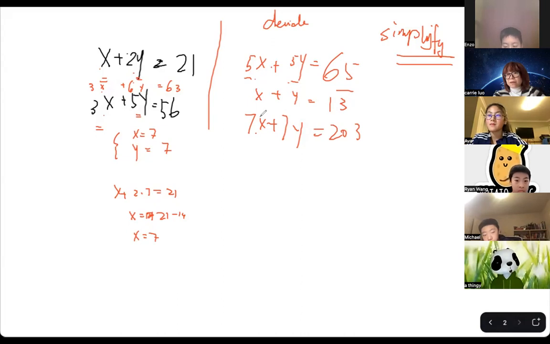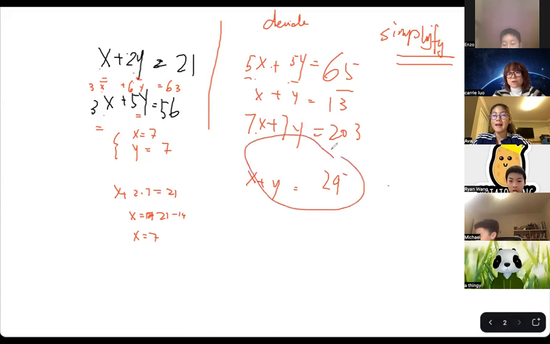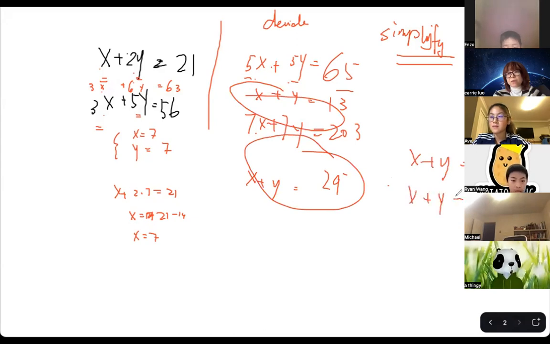And 7x, 7y, and 203 divided by 7 is x plus y equals what? 29. Get it, everybody? Okay. So this question actually is not solvable because x plus y cannot equal 13 and 29 at the same time. This is impossible. Okay, but we can do that.